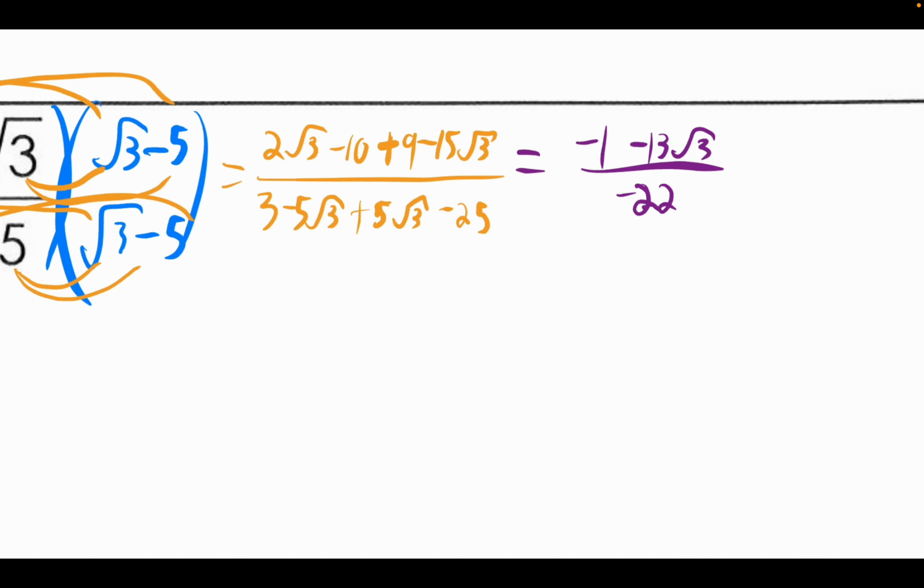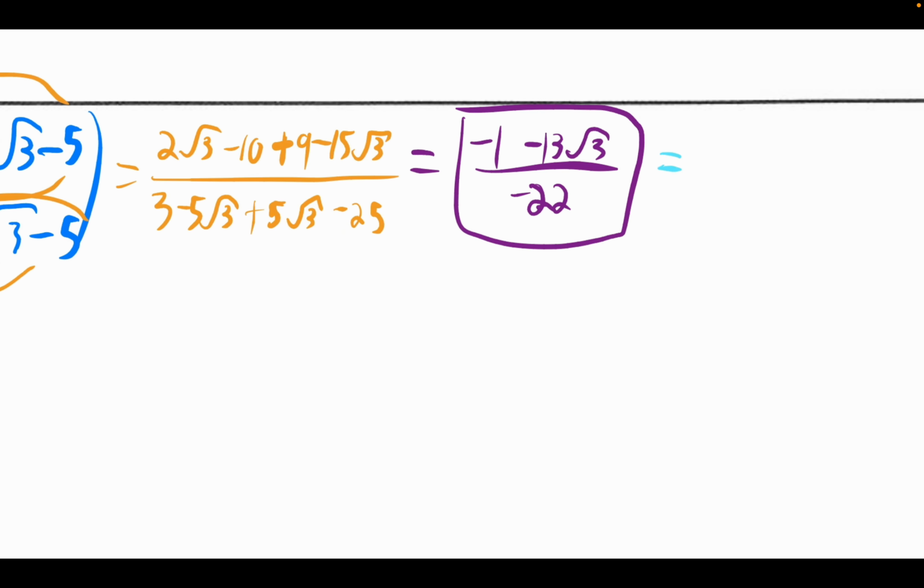Combine those middle terms and we get nothing there. We get no square root 3, so we don't write it. And you look to simplify all three of these, but nothing goes into all three numbers. But they are all negative, so if you wanted to, you could divide them all or simplify them all by negative 1. 1 plus 13 square root 3 all over 22, which is preferred.